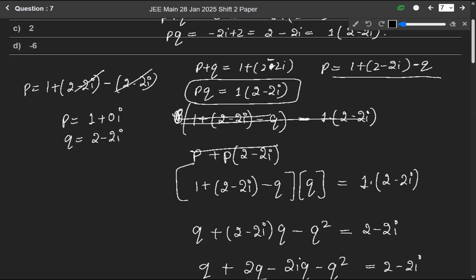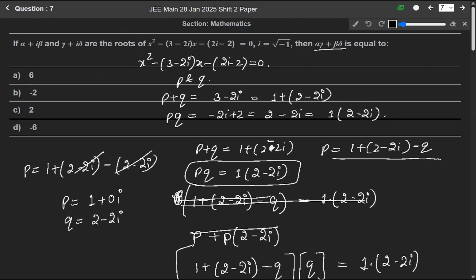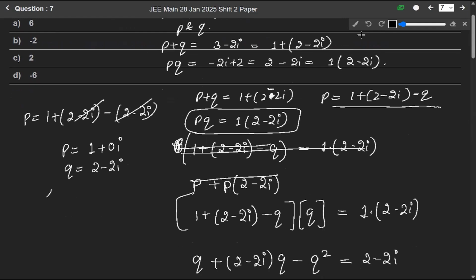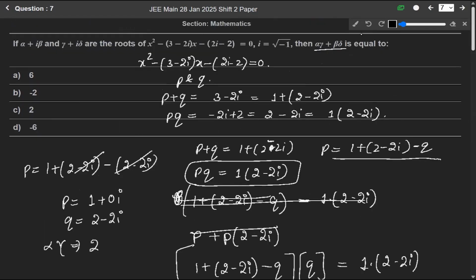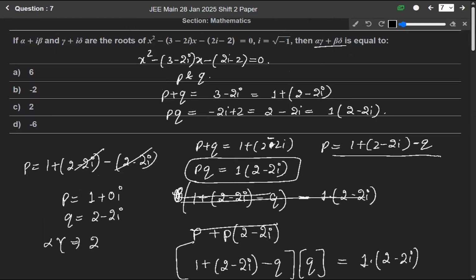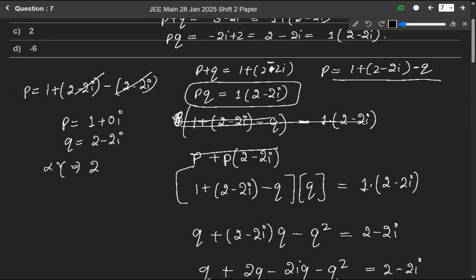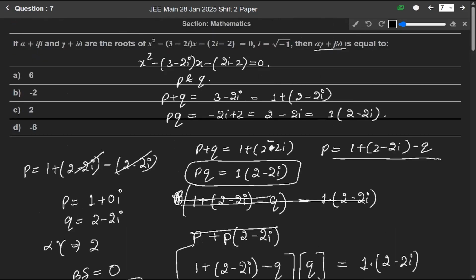So from here, alpha gamma will be equals to alpha into this gamma, which is 2. If alpha gamma is equal to 2 and beta delta is 0, then alpha gamma plus beta delta will be equals to 2 plus 0, which means 2. So our answer is 2 here, which means option C is the correct answer.